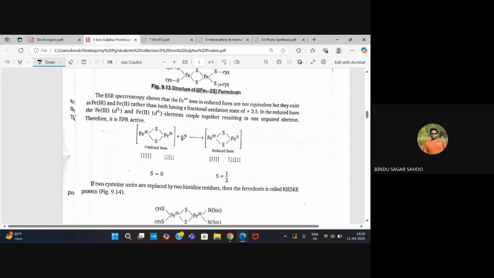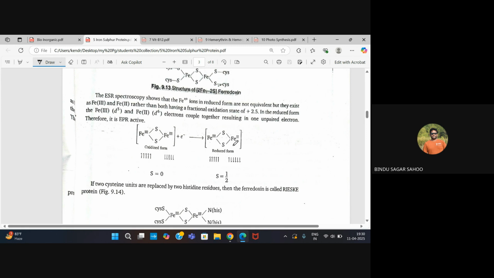But on adding one electron, one of the Fe3+ gets converted to Fe2+, and the other will remain just like Fe3+. Now tell me, here D5 electrons, here D6 electrons. So these five are cancelled by these five, and here will be an extra unpaired electron. So the net spin value will be half. So you can say the reduced form is not diamagnetic. It contains one unpaired electron, and that's why it is forming a paramagnetic atmosphere.